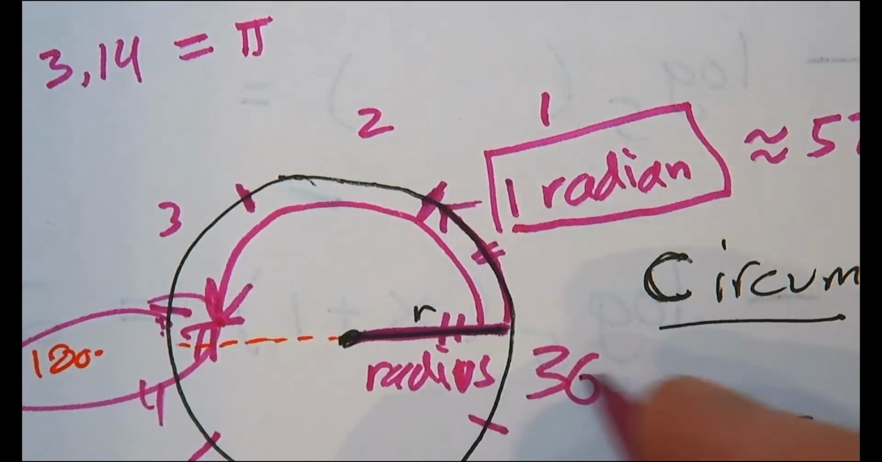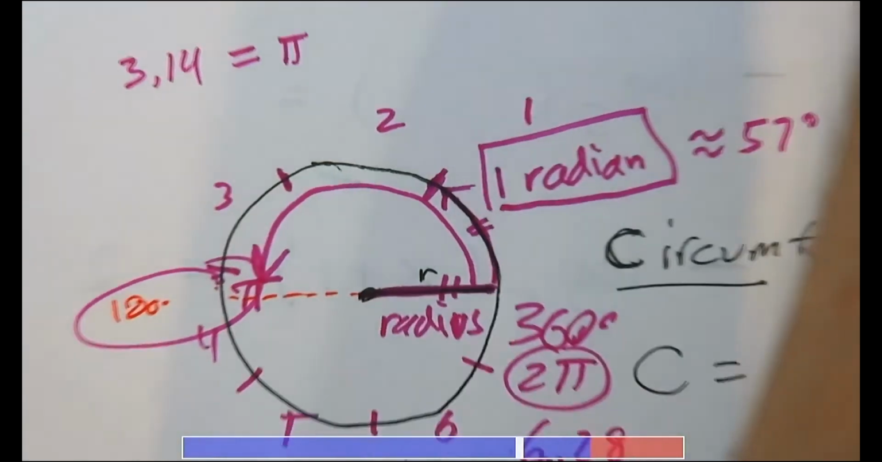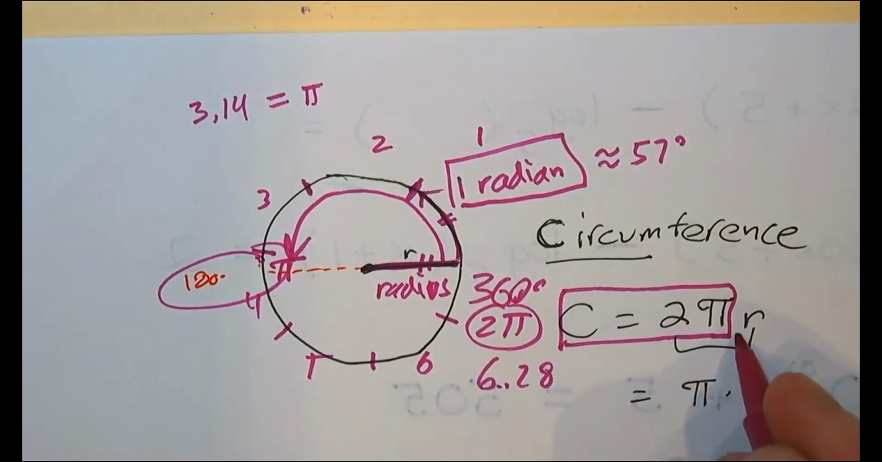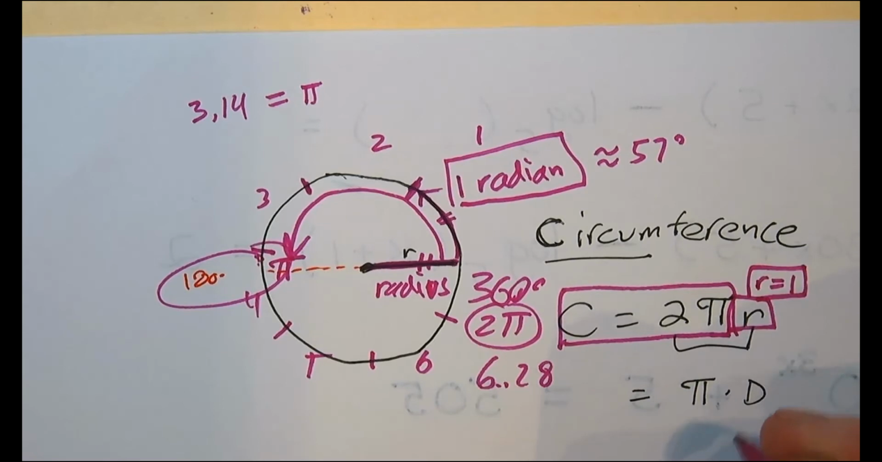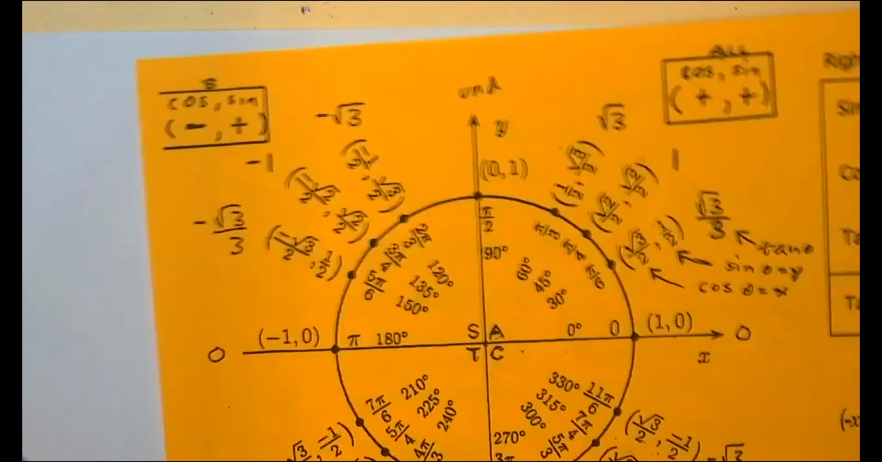If you got the 360, you'd have 2 pi. Oh, I get the rule. The circumference is 2 pi times the radius. So sometimes what we do is, let's make it easy and pretend the radius has a length of 1, and then we'll just ignore it. All the way around a circle is 2 pi. And so that's what you see here.